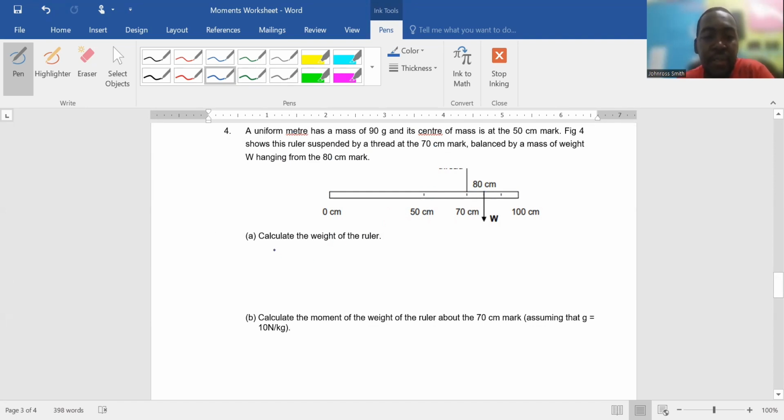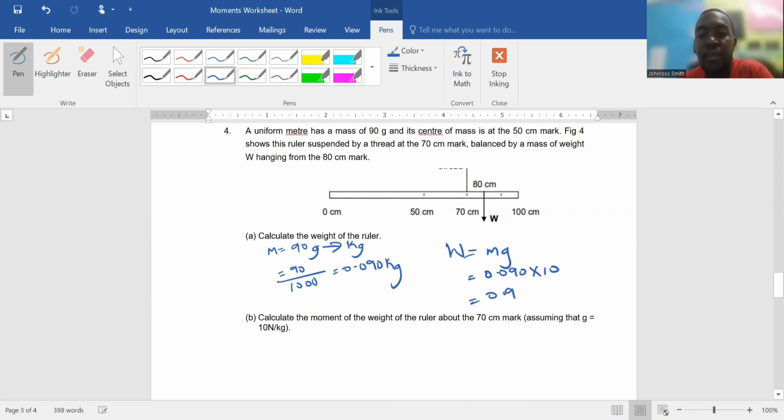So we know that the mass of the ruler is 90 grams. So again, we need to convert this to kilograms, which is dividing it by 1,000, 0.090 kilograms. But we don't need mass, we need the weight, which is mass times gravitational acceleration. So 0.090 multiplied by 10, we get 0.9 Newton.